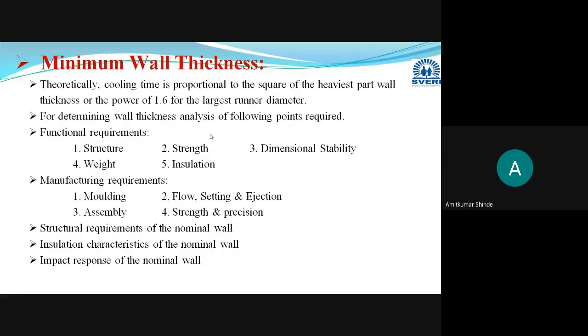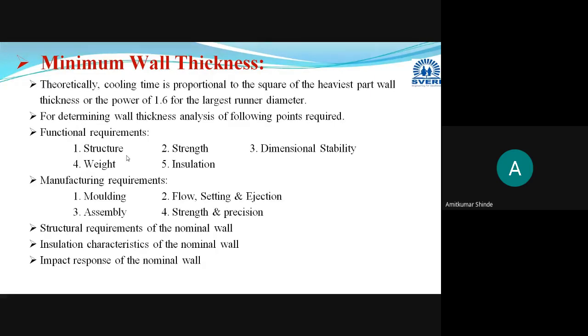And what will be the effect of that wall thickness on the properties of the manufactured plastic part. So we will go through one important point. Before that, we will first understand how the analysis of wall thickness is done, and on which factors we decide the wall thickness. In that, we are going to consider various functional requirements, which means for which function you are going to use that manufactured plastic part.